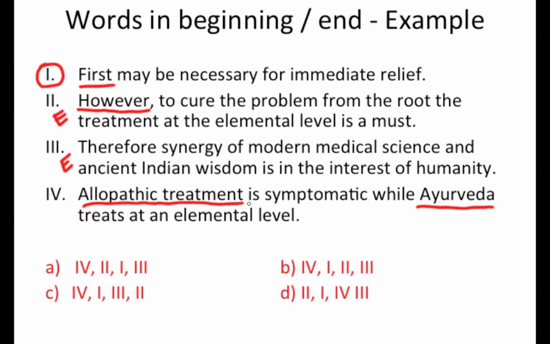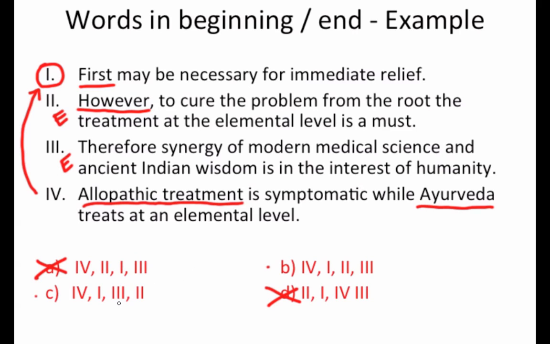Ayurveda is another, which means that the first may be necessary has to follow statement 4. Once you have figured that out, that one must follow 4, look at the options. 4-2, option A is gone. 4-1 may be the answer. Again 4-1 may be the answer. 2-1 or 4-3, this is also out. 4-1 was what we were looking for.